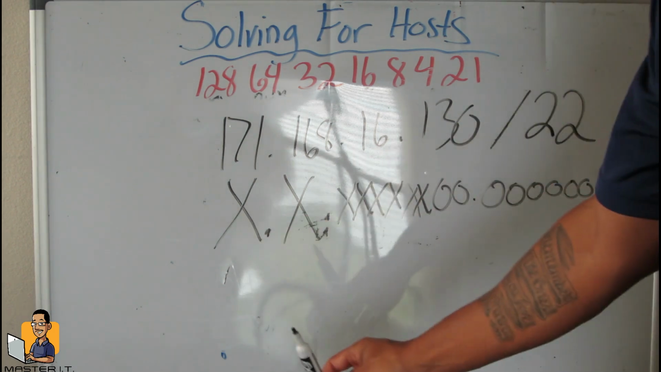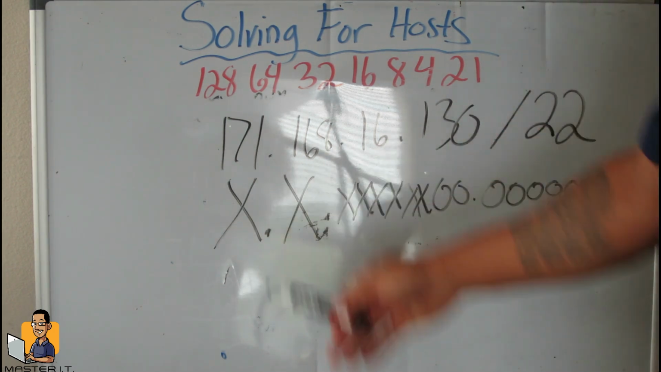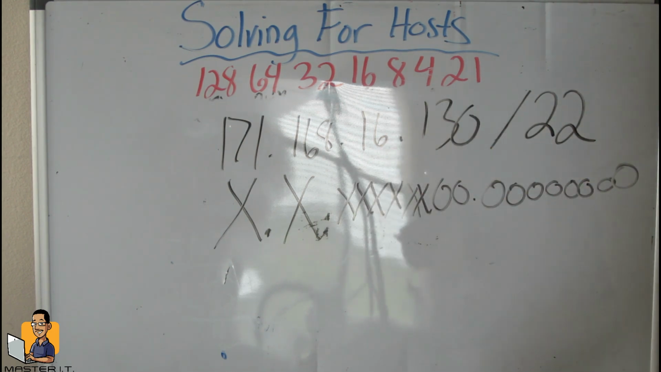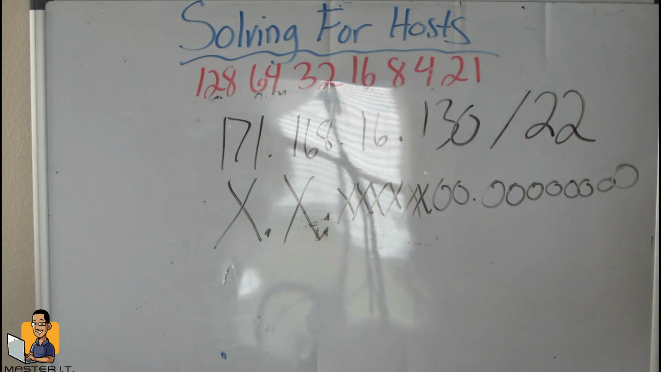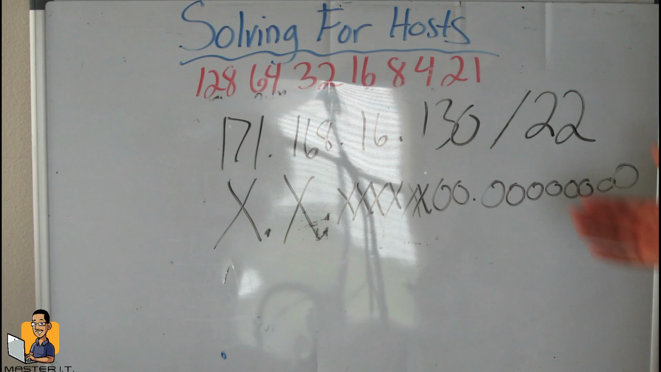All right, so X is just representing that that octet is completely full. Second octet is completely full. The third octet isn't completely full, but we got 1, 2, 3, 4, 5, 6. We got 6 bits that are actually turned on and belong to the network, and we got 2 that belong to the host, or that we can use for the host. The last octet is completely open.